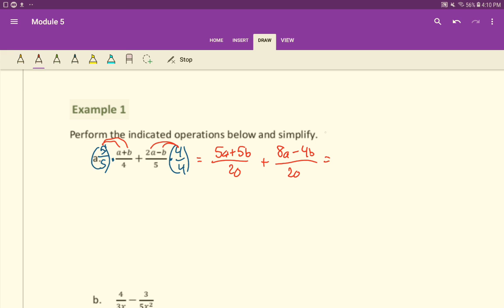And now add. The 20 will be our new denominator, but 5 and 8 will make 13a. Right, so they add together to make 13a. And the 5b minus the 4b becomes 1b. And there's our answer.